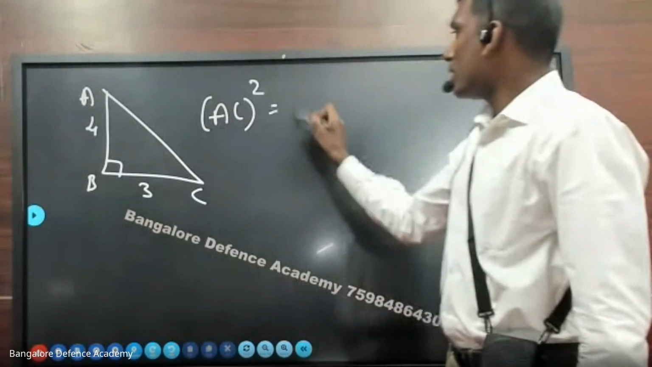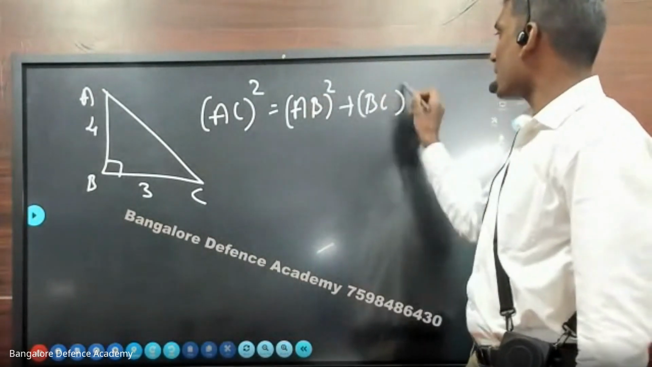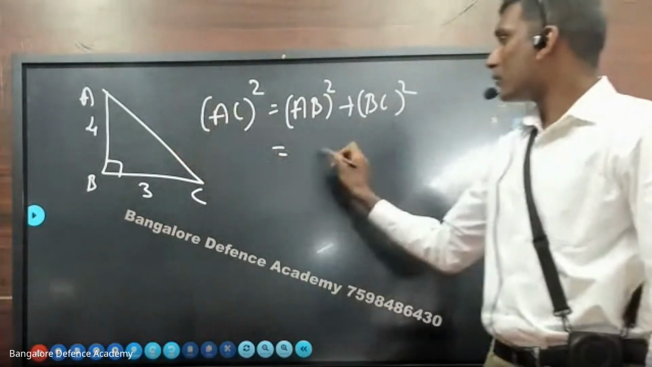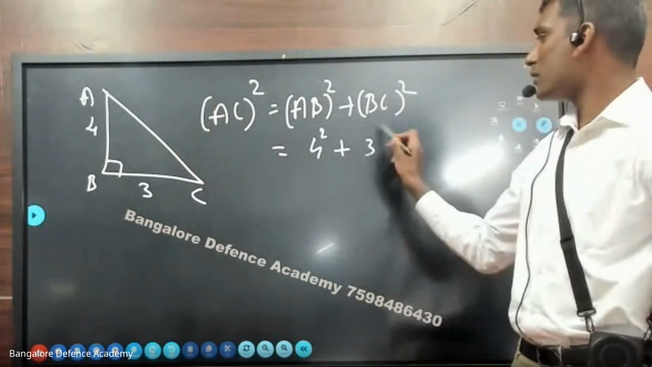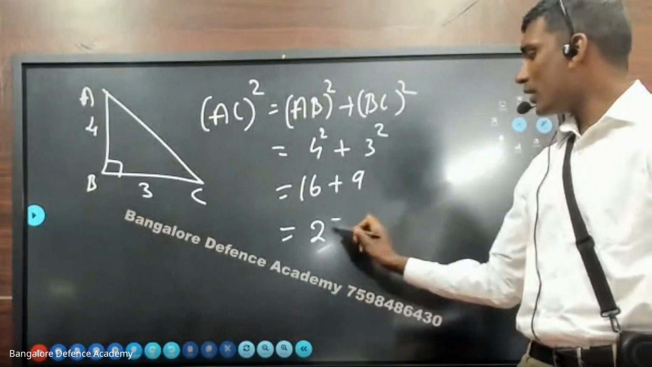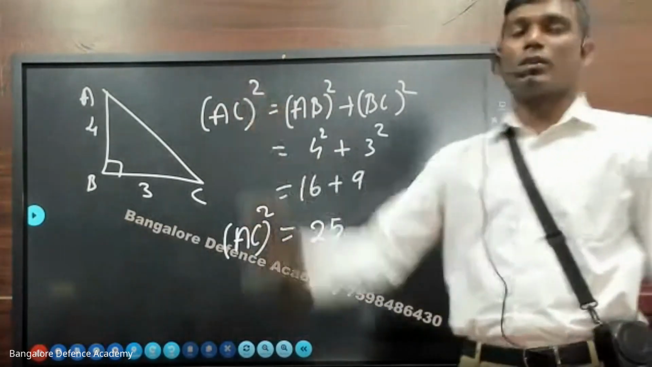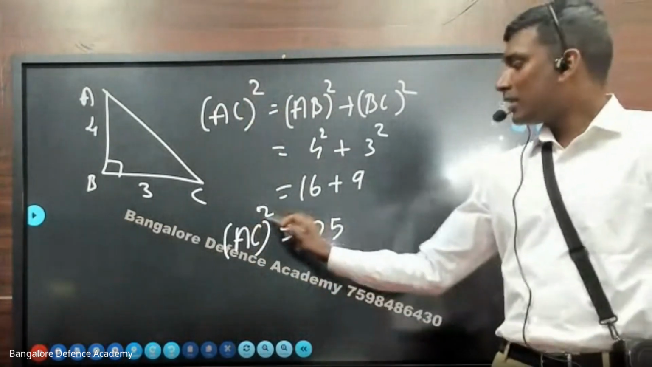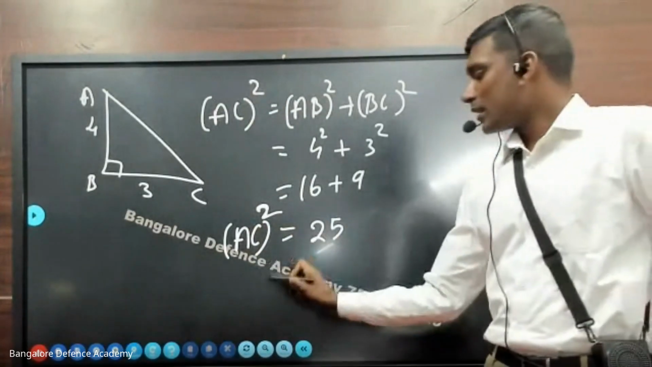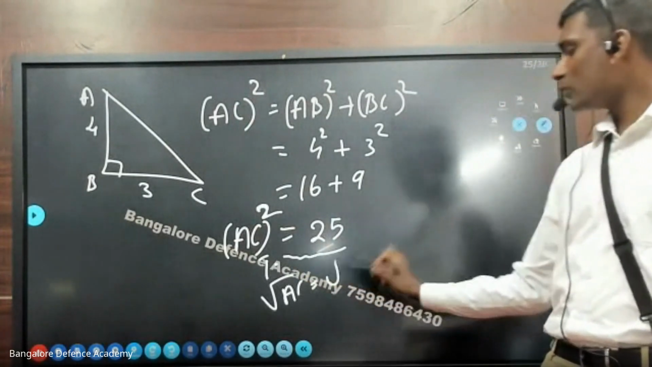AC square is equal to AB square plus BC square. AB square कितना है? 4 square. BC square कितना है? 3 square. 16 plus 9 gives me 25. This is what? AC square. 25 is not the answer, because here this is a square. Taking square root on both sides, so you will do like this and like this.